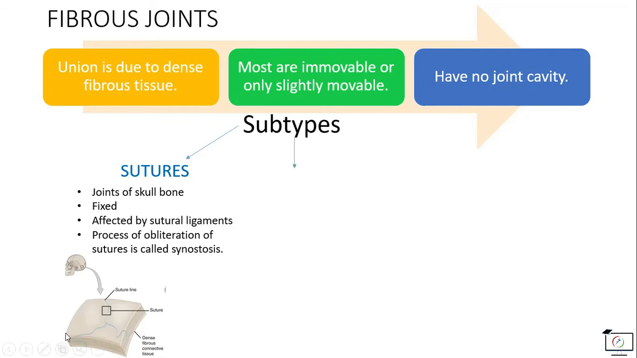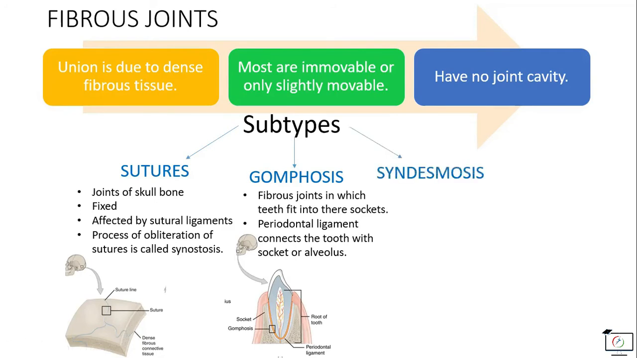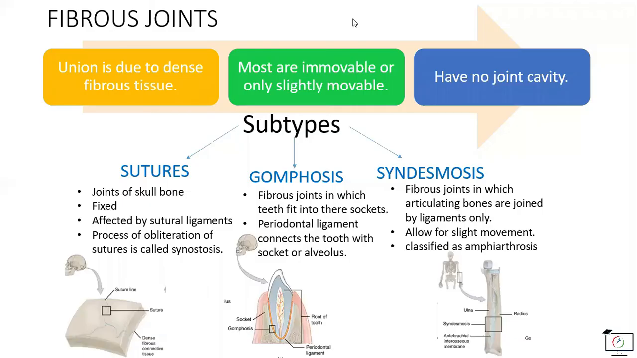Then the second type is the gomphosis, also known as the peg and socket joint, in which the peg fits into the socket. The example is the teeth that fit into their alveoli, and they are held together by the periodontal ligament. The third type is the syndesmosis, in which the articulating bones are joined by ligaments only, and there is no bony contact. They allow slight movement and are classified as amphiarthrosis. The example is the middle radioulnar joint.